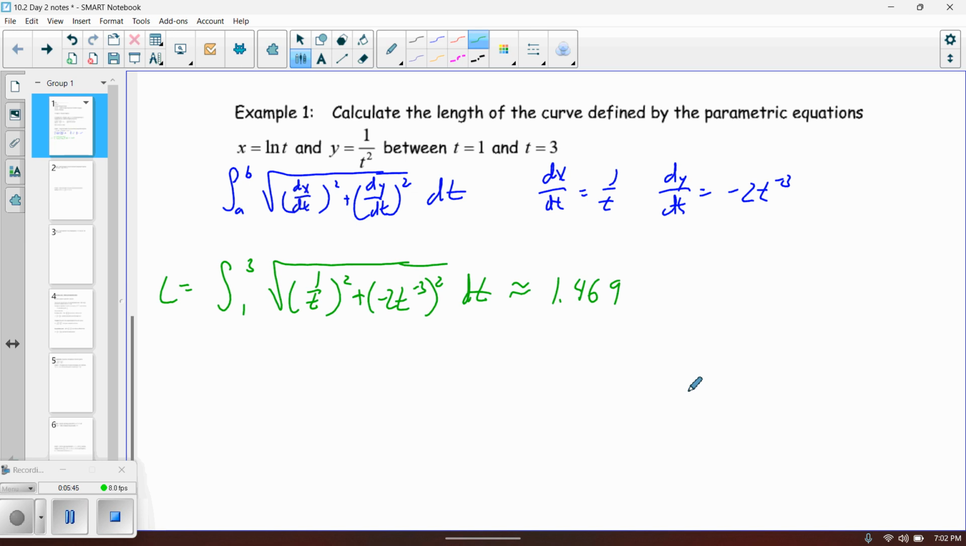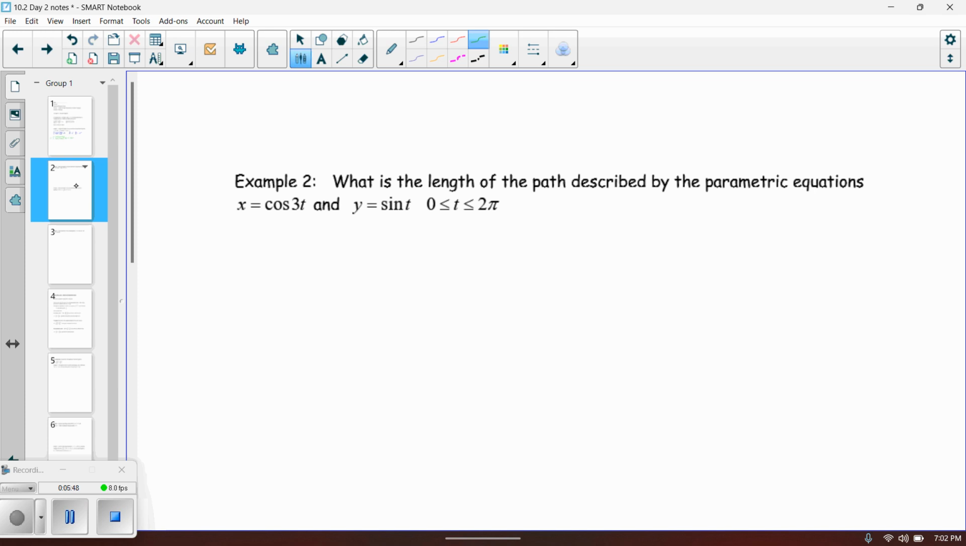All right, moving on. Number 2, what is the length of the path described by the parametric equations x equals cosine of 3t, y equals sine of t, and t is going to vary from 0 to 2 pi. So once again, what we need is the derivatives with respect to t. So the arc length on this one is going to be the integral from 0 to 2 pi of the square root. We need the derivative of x with respect to t. A little bit of a chain rule there. That's going to be negative 3 sine of 3t.